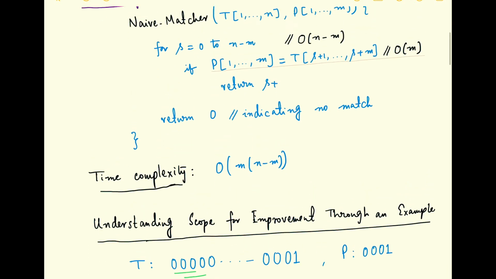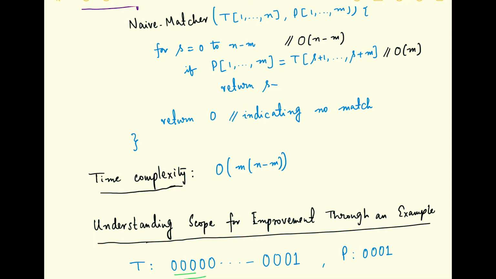Okay, so what is the time complexity of this naive matcher? This naive matcher runs this for loop, which runs for order n minus m iterations, and for every S, it tries to match a pattern P of length m, which takes order m time. So the time complexity of this naive matcher is order m times n minus m.